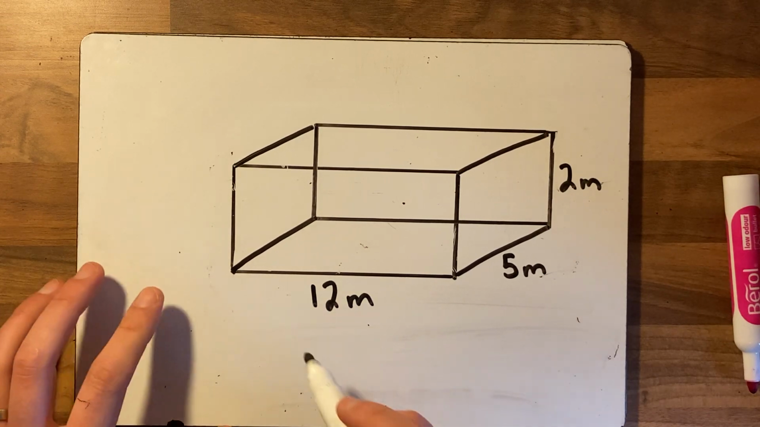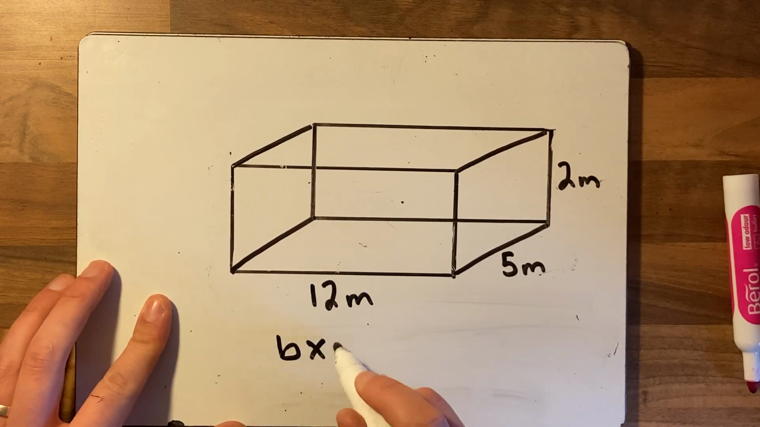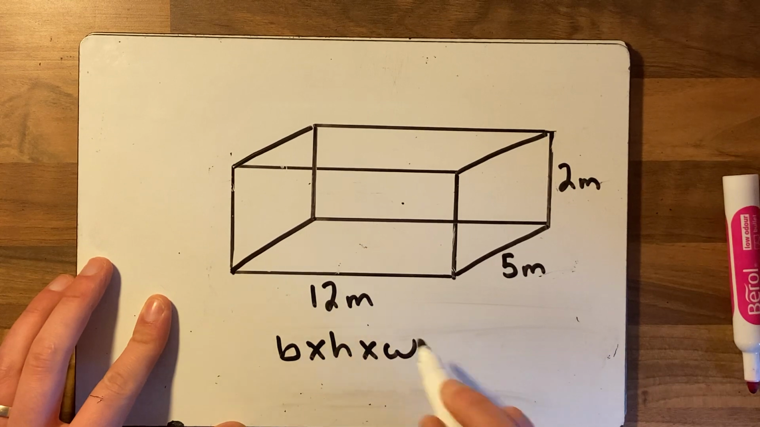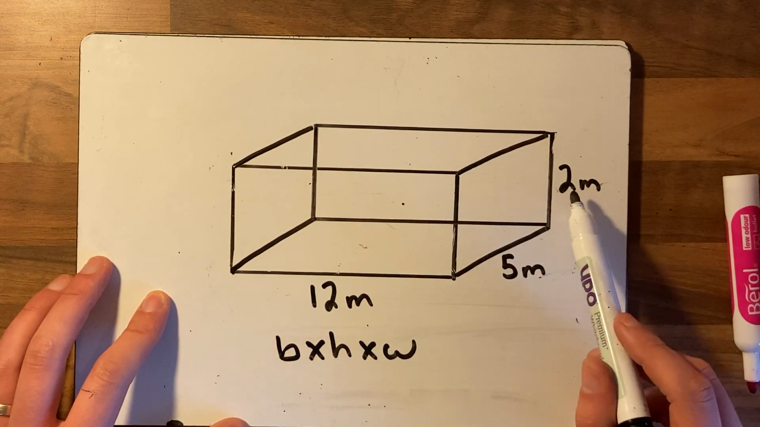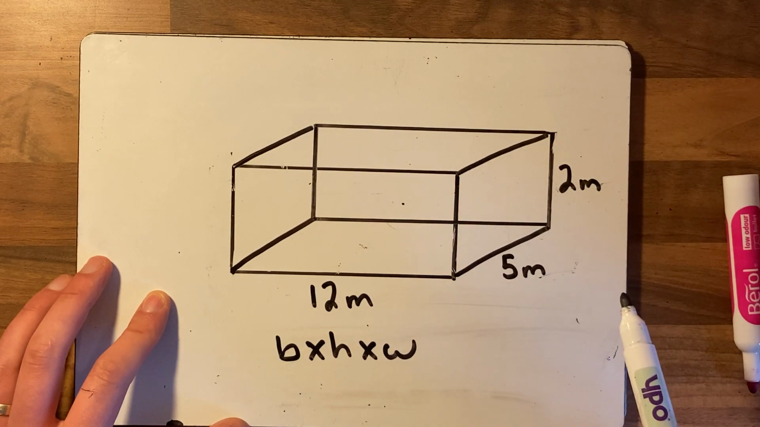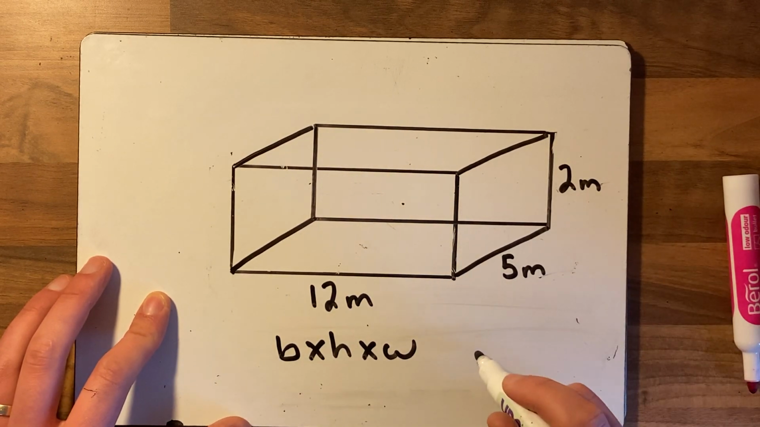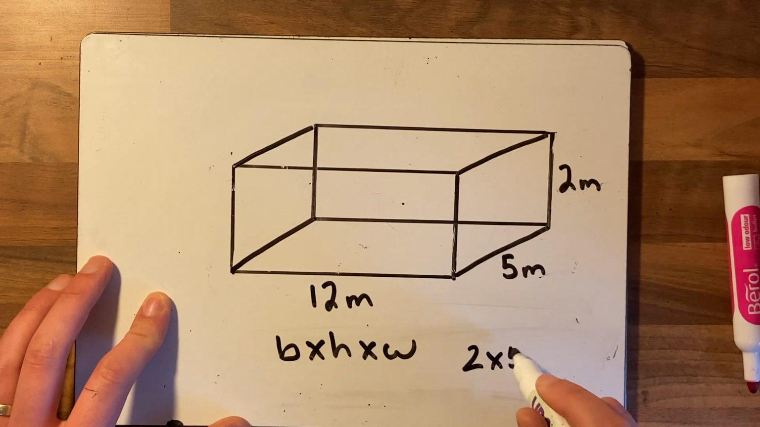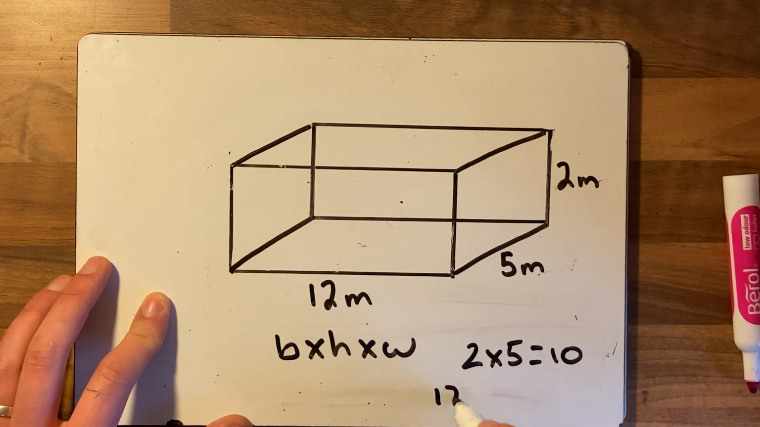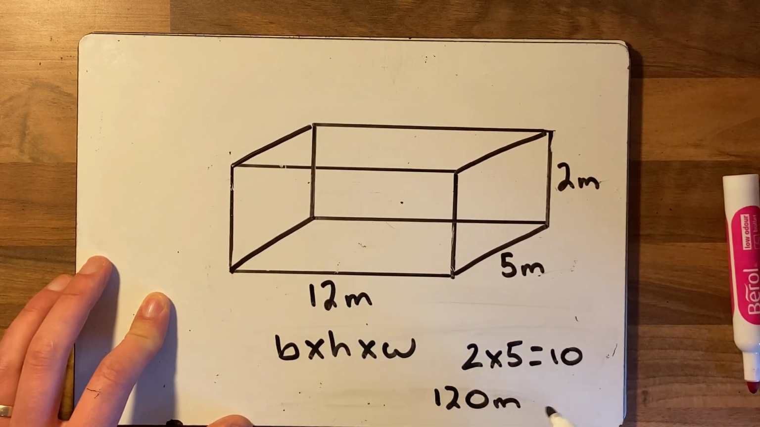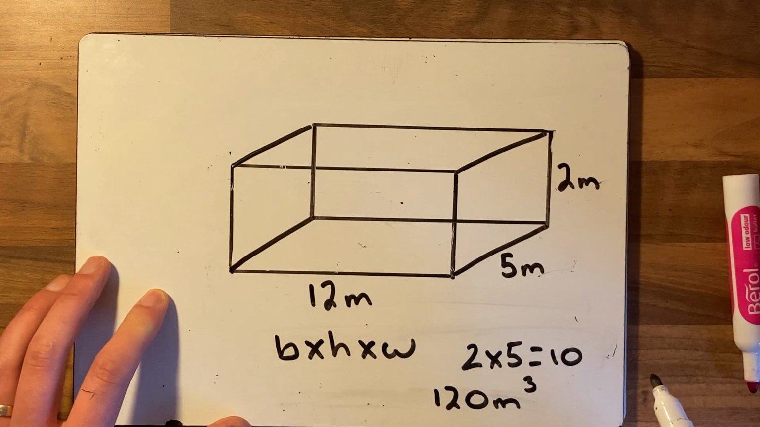Okay, so remembering it is base times by height times by width. Doesn't matter which order you do those in. So let's do 2 times 5 first of all, because we know it gets us to 10. And then let's take this 10 and multiply it by the base. 10 times 12 is 120. So it'll be 120 metres cubed.